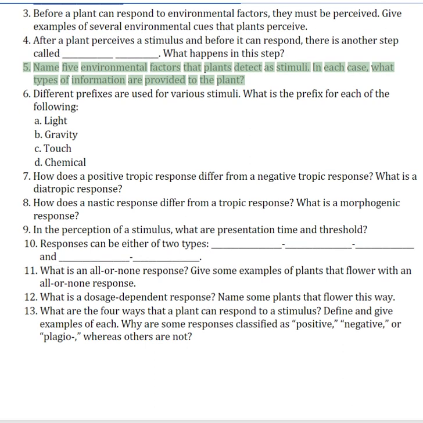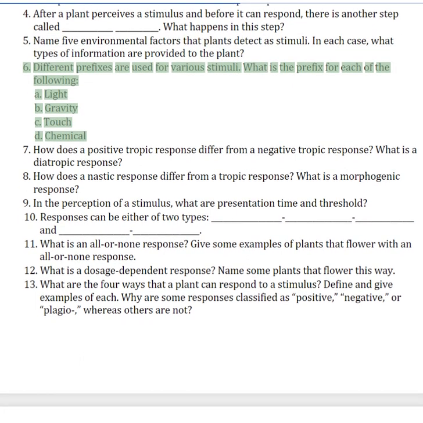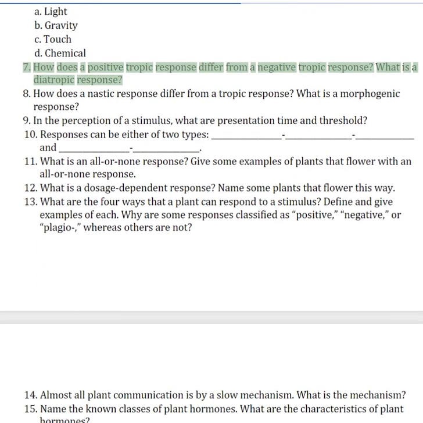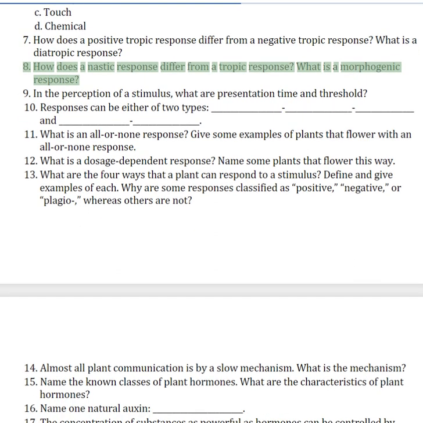5. Name 5 environmental factors that plants detect as stimuli. In each case, what types of information are provided to the plant? 6. Different prefixes are used for various stimuli. What is the prefix for each of the following? A. Light. B. Gravity. C. Touch. D. Chemical. 7. How does a positive tropic response differ from a negative tropic response? What is a diatropic response? 8. How does a nastic response differ from a tropic response?